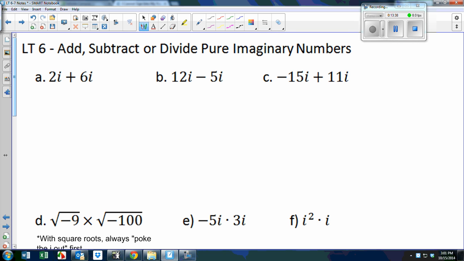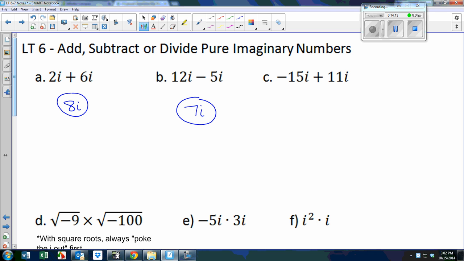Now we are moving into adding and subtracting pure imaginary numbers, a part of learning target 6. And again, if it feels right, if it feels like what you should do for an algebra problem with an x, it's probably what you should do here. So 2i plus 6i. If those were x's, you'd have no hesitation. You'd say 8x. So if it feels right, it's probably right. 2i plus 6i becomes 8i. Subtracting imaginary units, 12i minus 5i. If it feels right, it's probably right. 12i minus 5i is 7i.